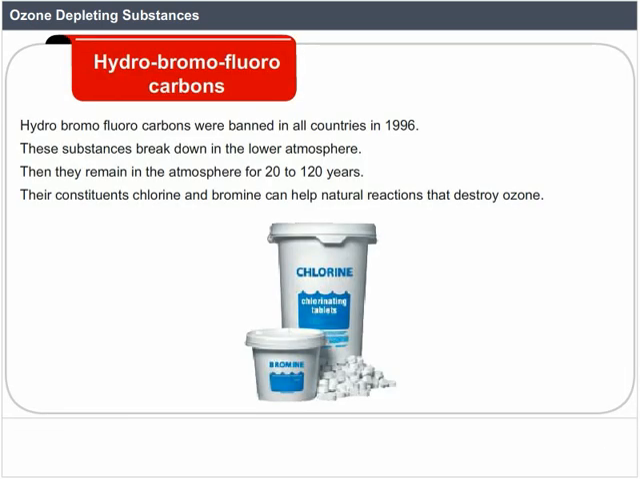Hydrobromofluorocarbons. Hydrobromofluorocarbons were banned in all countries in 1996. These substances break down in the lower atmosphere. Then they remain in the atmosphere for 20 to 120 years. Their constituents, chlorine and bromine, can help natural reactions that destroy ozone.